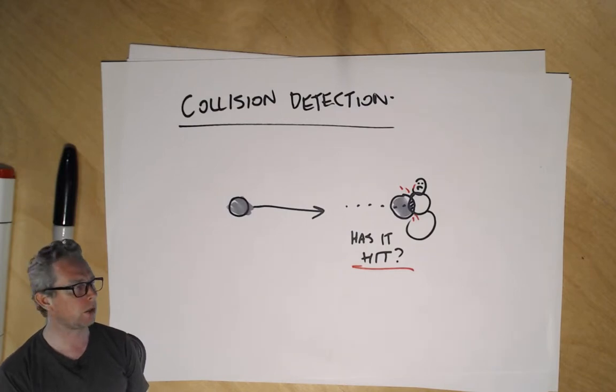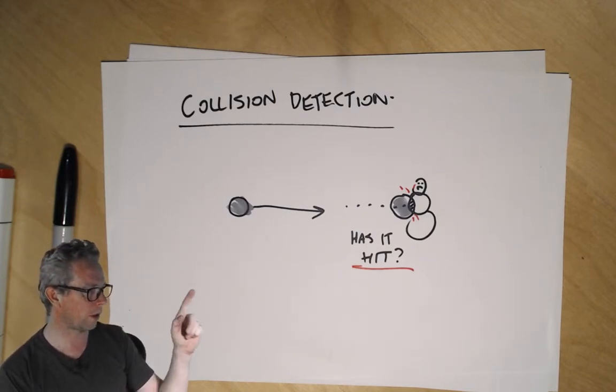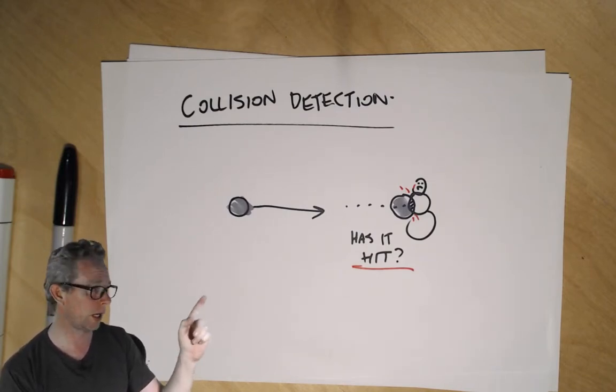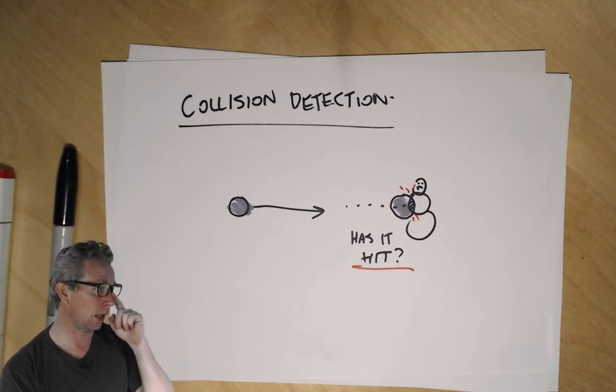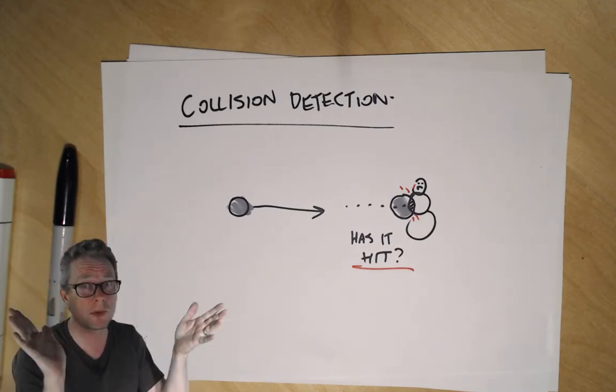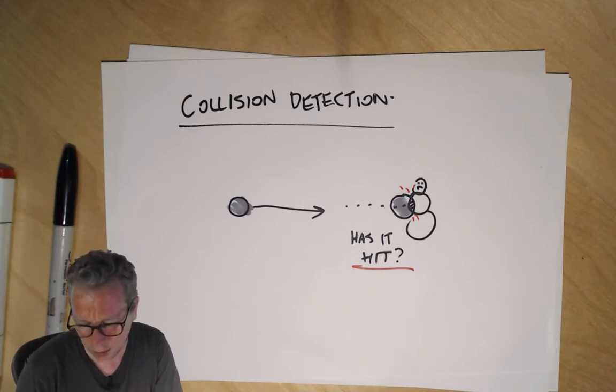P5 sketch where you need to tell, is one thing on your screen, on your canvas, touching something else? And then responding to that. So that's the main thing that we're going to work through today.